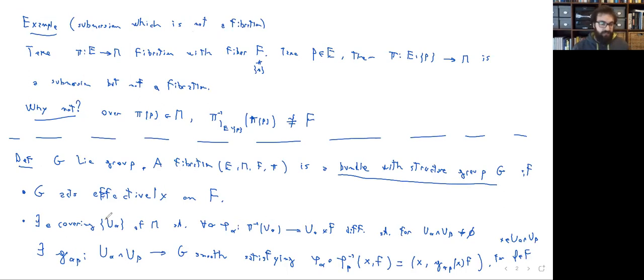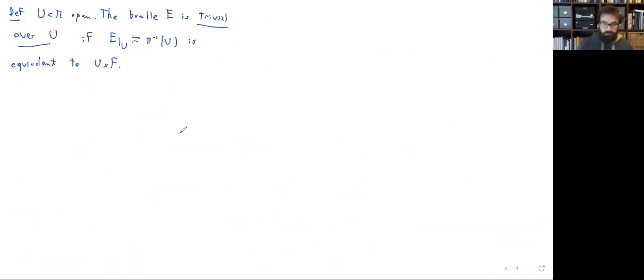What we're saying is that there exists a covering U alpha such that the bundle E is trivial over U alpha for every alpha. Okay. And then we have this also addition with this G alpha beta. So if we think back about the definition of fibration, we can say that a fibration is just a submersion which is locally trivial.